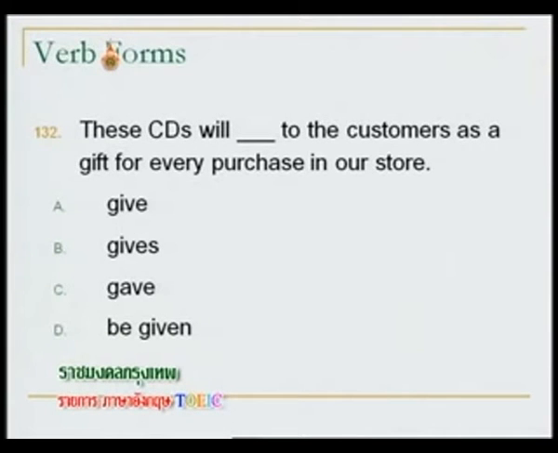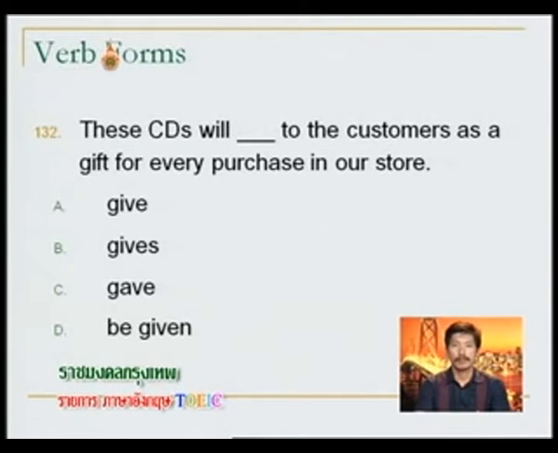The item that tests your knowledge of verb form usually has possible answer choices that share the same verbs, or different verbs that have the same meanings, which come in different forms. So that's why we call it verb forms.